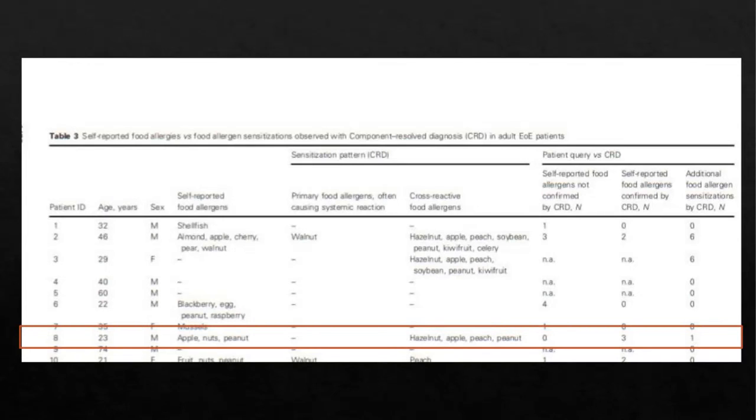This table shows the results for one participant. So as you can see in the first column there with the food, the apple, nuts, and peanut, that is what this participant self-reported his food allergens were. And then the second shows what the CRD, the component resolved diagnostics, came back and said he was allergic to. So you can see that it confirmed that he was allergic to nuts and apples and peanuts, and then it also gave him peaches as another thing to look out for.